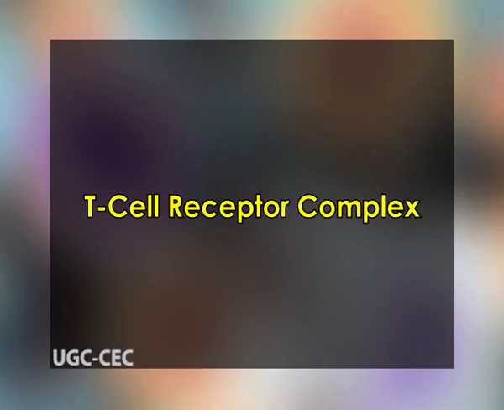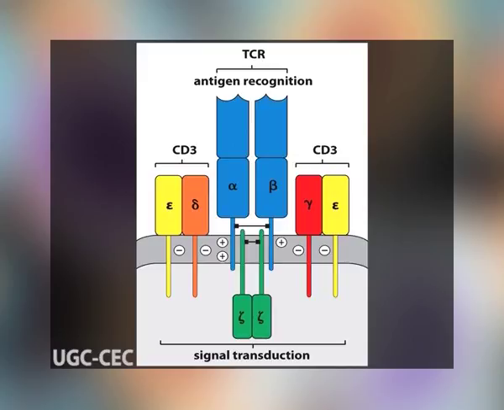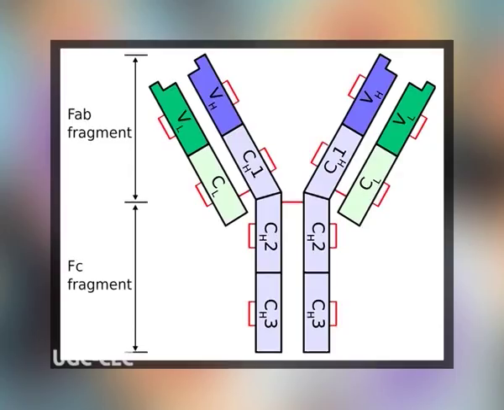Now let us try to learn about the T cell receptor complex. T cells, like B cells, express antigen-specific receptors. The T cell receptor, that is TCR, is a heterodimer composed of two transmembrane glycoprotein chains, alpha and beta. The extracellular portion of each chain consists of two domains, resembling immunoglobulin variable, that is V, and constant, C, domains respectively.